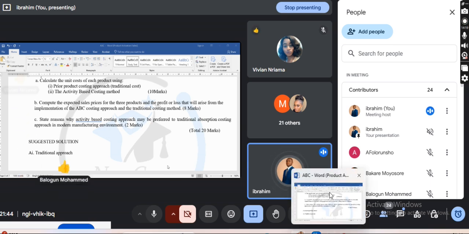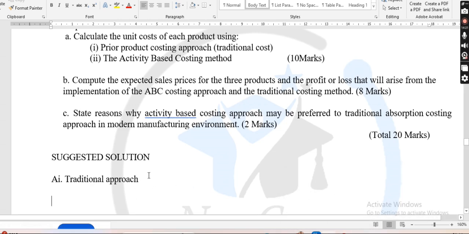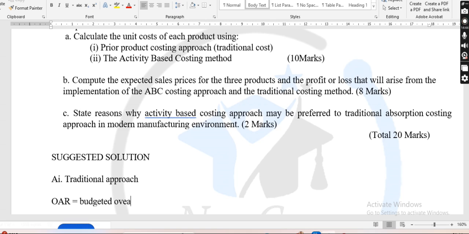So if that is established, for you to use the traditional approach, don't forget you need to calculate the OAR. Don't write OAR in the exam. Write overhead absorption rate in full. Equals, what is the formula, class? What is the formula for calculating OAR? Budgeted fixed cost over budgeted activity level.